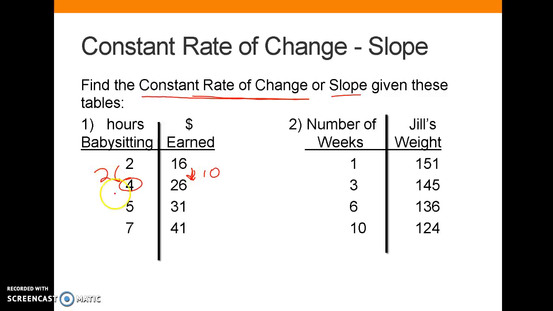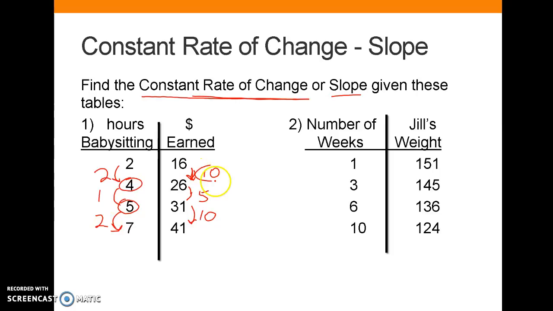Well, then she babysat 5 hours and got paid how much more? Well, 26 to 31 is another $5. So she was paid $5 for 1 hour. Then maybe she babysat another time for 7 hours and got paid $10 more than when she babysat for 5 hours, because 31 plus 10 is 41 for 2 hours more of work. Well, how much is that every hour?